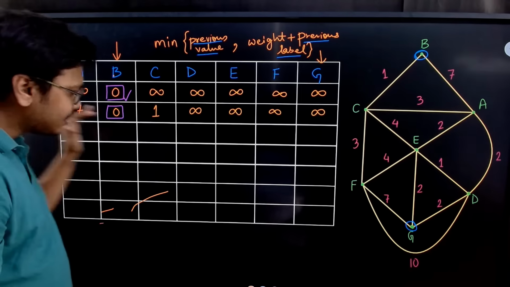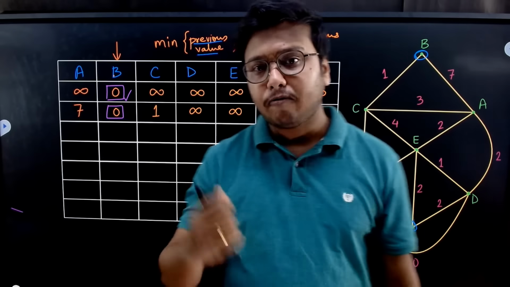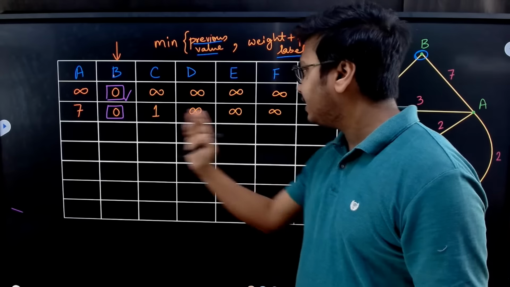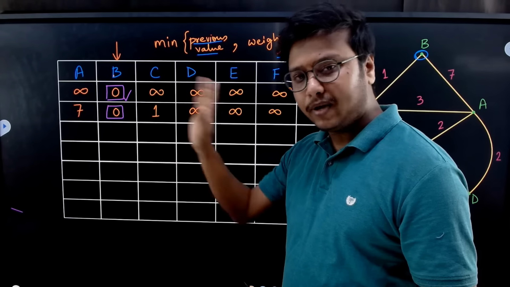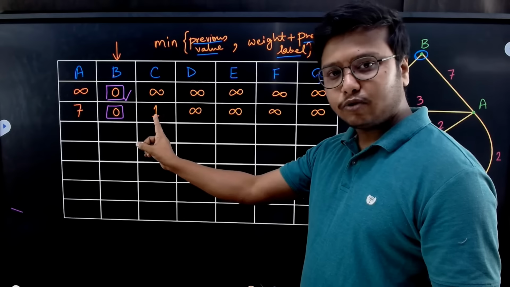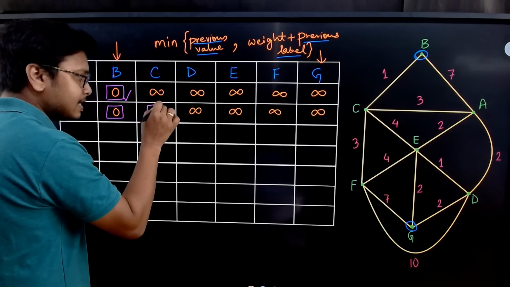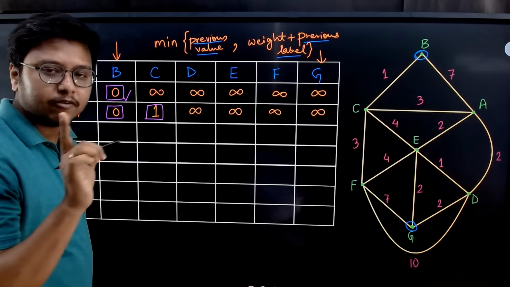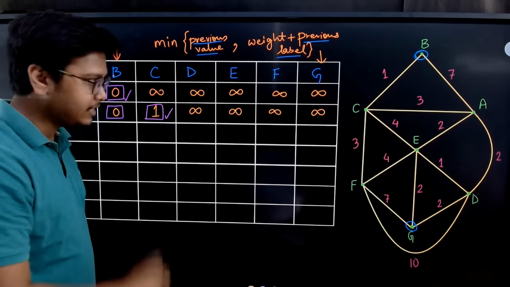Okay. Now, as I told you, the moment we complete one particular row, we are going to find out what is the least element in this row, excluding the previously labeled value. So excluding the 0, the new minimum is this one. So we are going to label this, and as I told you, the moment we label something for the very first time, I'm going to put a tick so that later on I can recognize it.